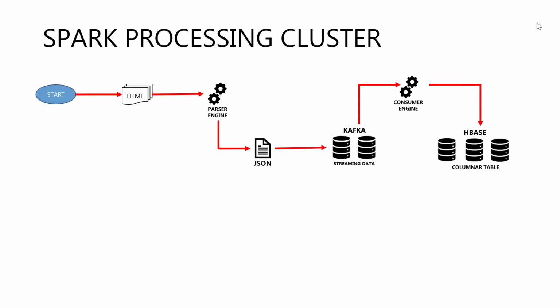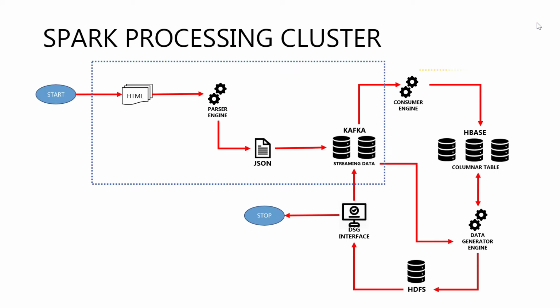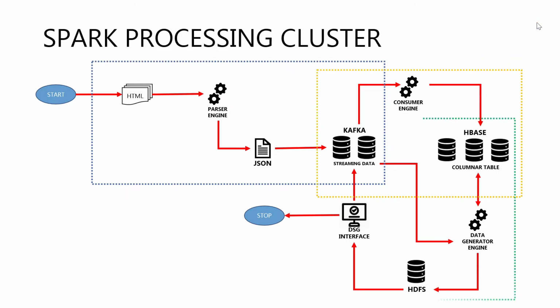Data Generator Engine reads the data from HBASE after receiving input from the user request from Kafka. The results of the process from the Data Generator Engine will be saved to HDFS and will be displayed on the DSG interface according to the user's request. The blue one is parsing process, the orange one is consuming process, and the green one is generator process. All of them are running in the cluster.